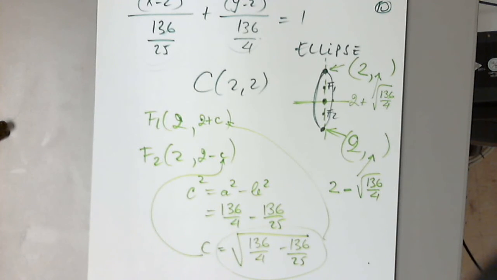It's a very good question actually. So from the center, which is 2, 2, this piece has to be the square root of that, and this piece has to be also the square root of that. But from the y coordinate, which is 2, up 136 over 4, or down 136 over 4, will give us the coordinates of this point. I was too lazy to calculate.